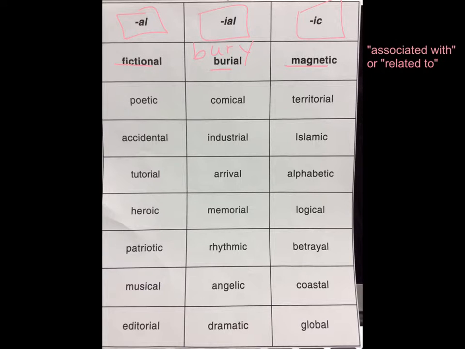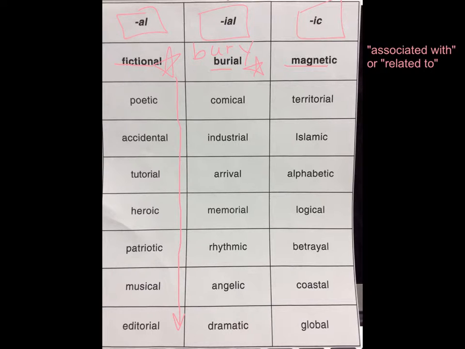and then we can talk a little bit about any words that we might not be sure of, and we're going to continue to look for the dropping of the Y and adding IAL when you're talking about adding AL onto a word. So in our first column here we have fictional, poetic, accidental, tutorial, heroic, patriotic, musical, and editorial.